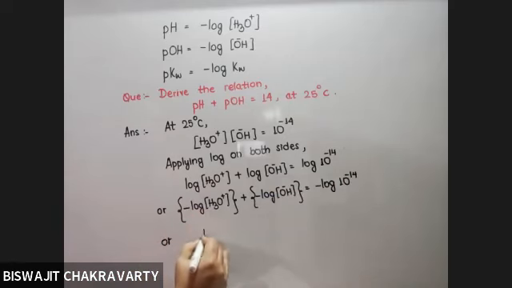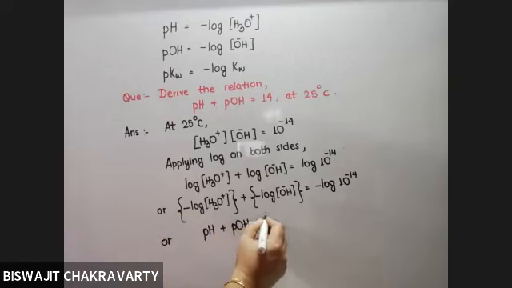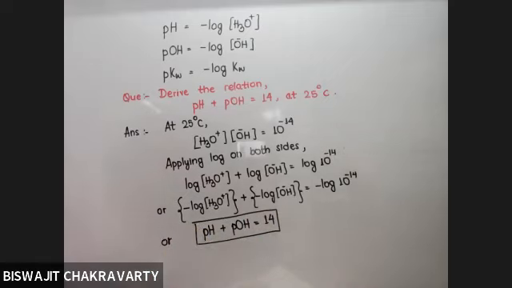So this is pH. This is pOH. This will be 14. So hence proved. If you know the value of pH, you can easily calculate the value of pOH at 25 degrees Celsius simply by subtracting pH from 14. Understood? Yes, sir. Okay.